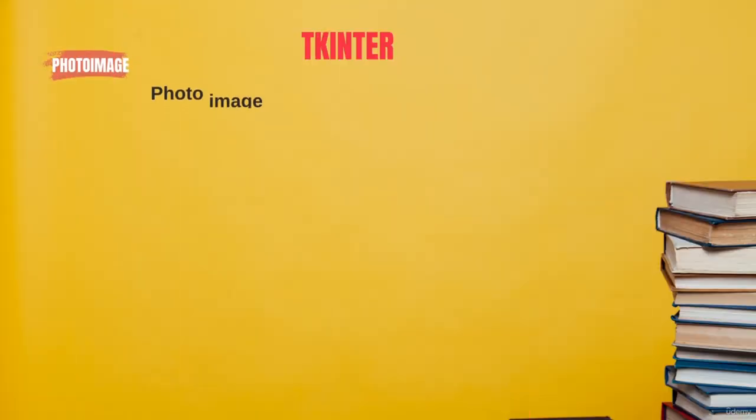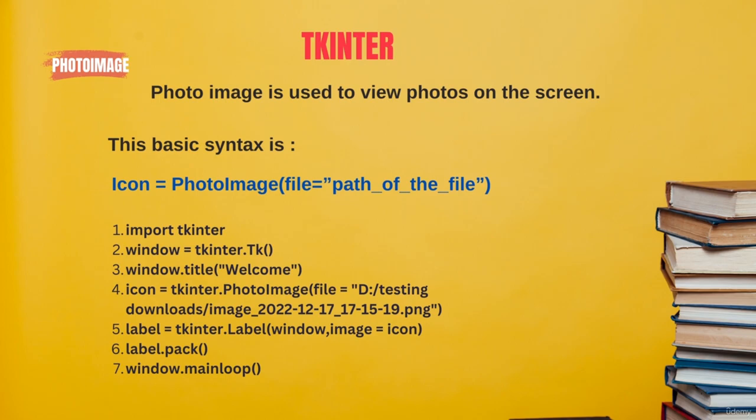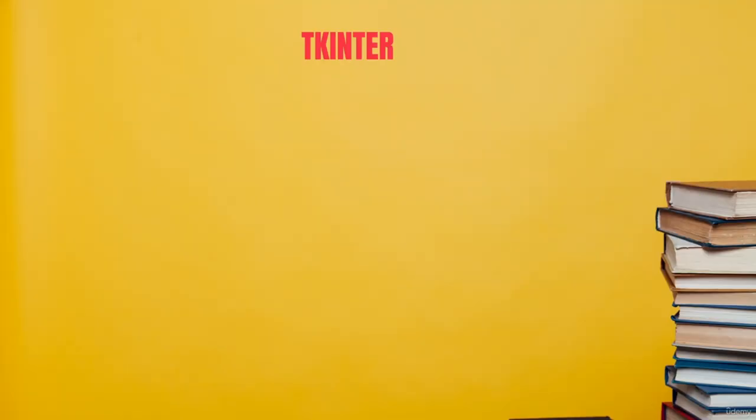PhotoImage. PhotoImage is used to view photos on the screen. The photo is rendered with the help of a label. PhotoImage class accepts only GIF, PNG, PGM, and PPM files. This is the basic syntax. Now let's look at events.